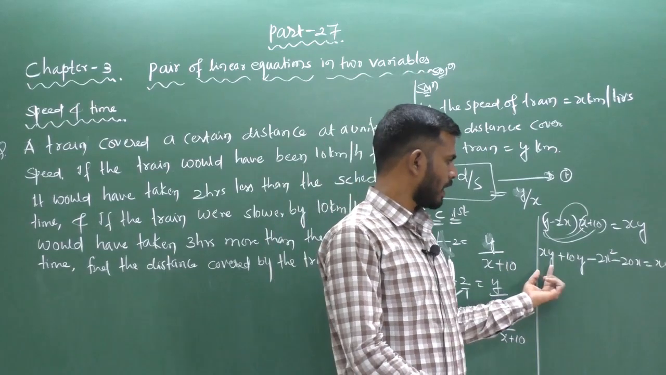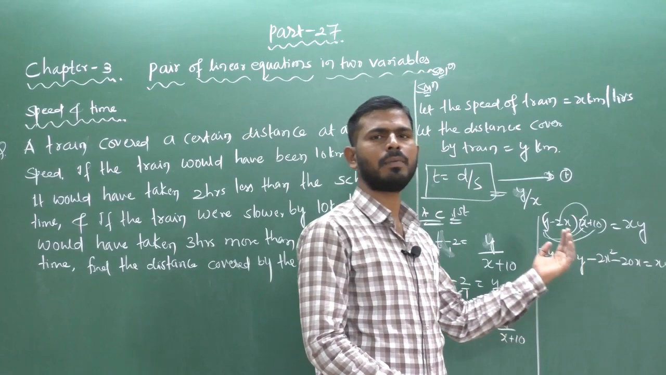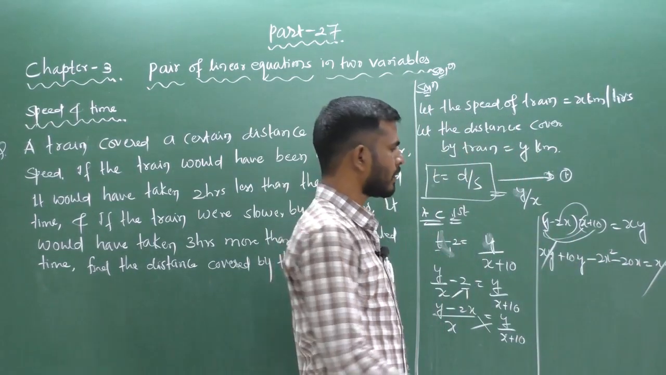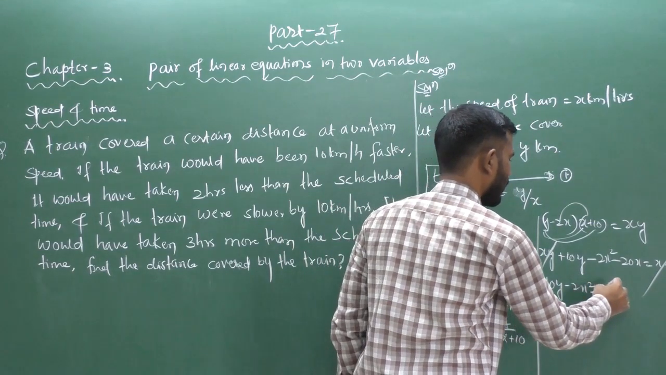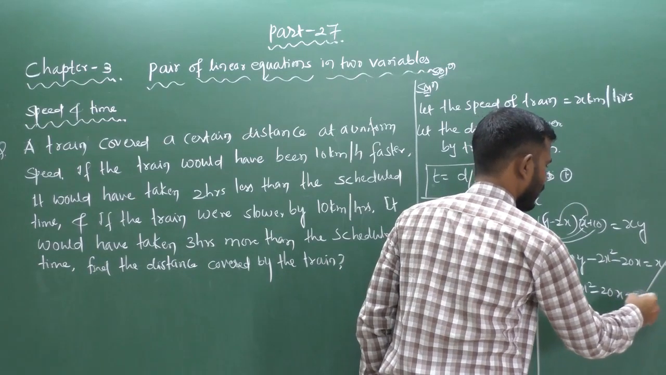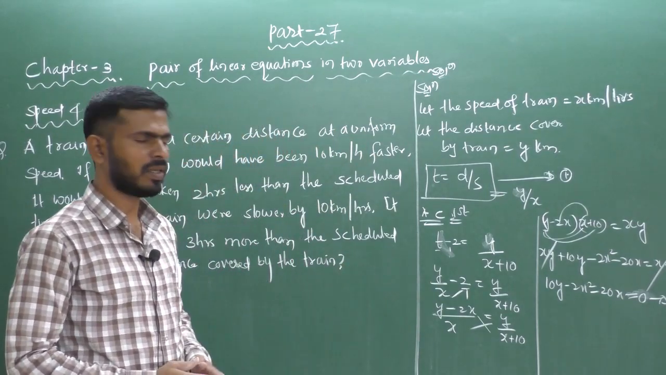See here, this is plus xy, this is also plus xy. Suppose you take it from RHS to LHS, it becomes minus xy. That's why we cancel it. Plus xy minus xy get cancelled. So 10y minus 2x square minus 20x equal to 0. This is equation number 1.